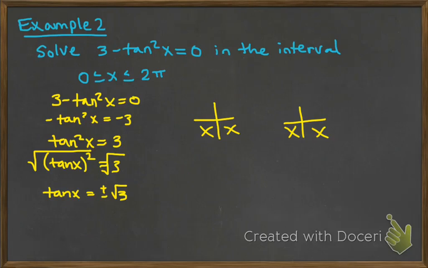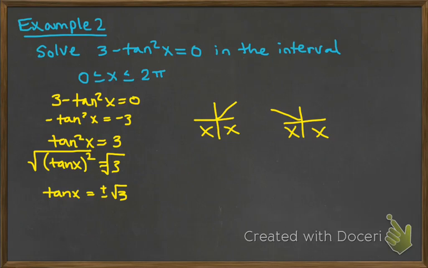So tangent of x is equal to a positive or a negative square root of 3. So if it's a positive square root of 3, it's going to be in the first quadrant. If it's a negative square root of 3, it's going to be in the second quadrant. So if this would have come out to just a plain positive or just negative, we would only have had one answer here. But because it comes out to a positive or a negative, we have to do both answers here.